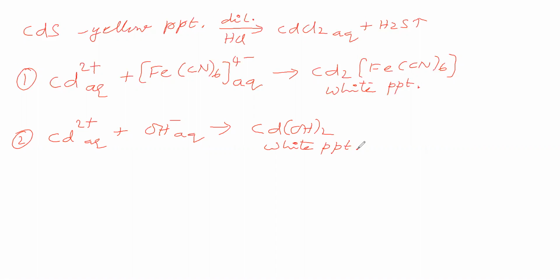Cadmium hydroxide, a white precipitate, we are getting. This cation combines with this anion to give Cd(OH)2, cadmium hydroxide, a white precipitate. Then we will take the third part of the cadmium chloride solution.